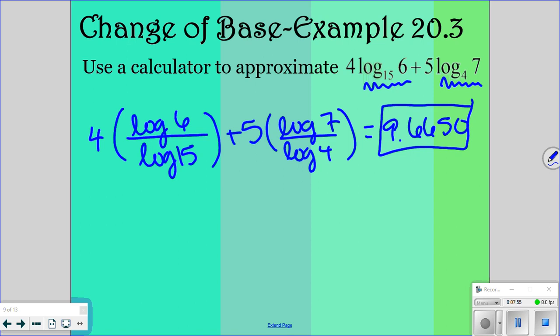I personally just plug it all in at once, but if you have trouble with making sure your parentheses are right and everything, then you don't want to do it that way. You want to just break it down and plug it in separately.